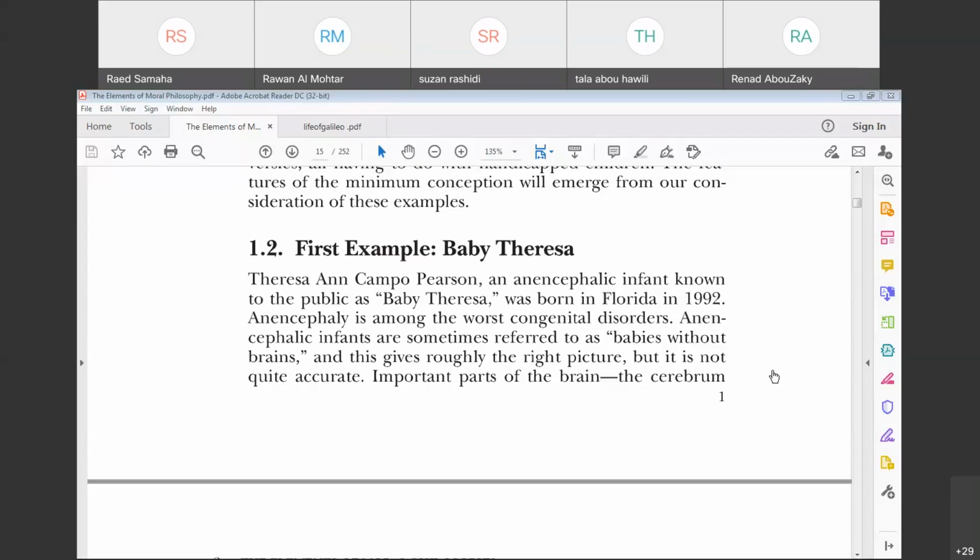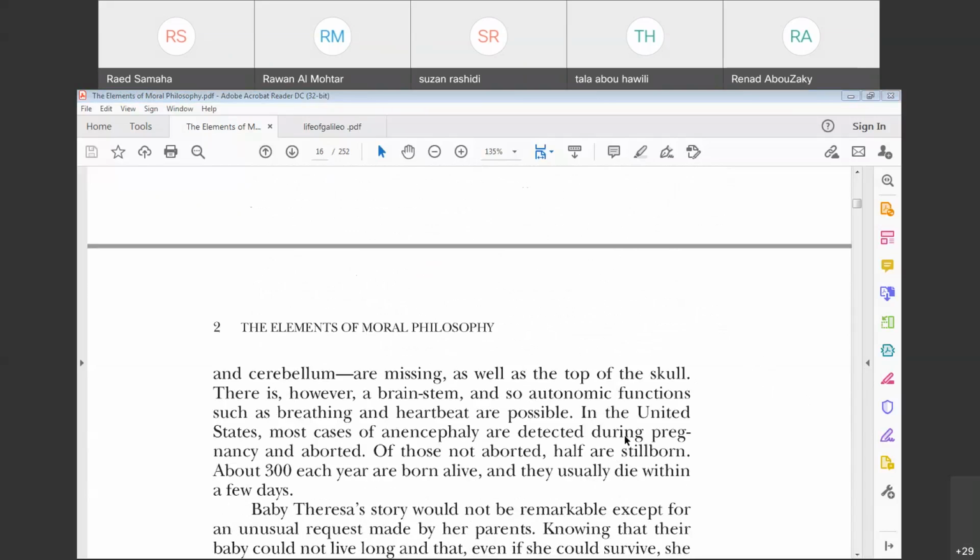The doctors approve, but the problem is that the law in Florida forbids that, because the law in Florida, at least at that time, I'm not sure about now, forbids organ donation to be performed if the person in question is alive. And since baby Teresa is alive, it was considered unlawful and illegal for baby Teresa's organs to be donated.